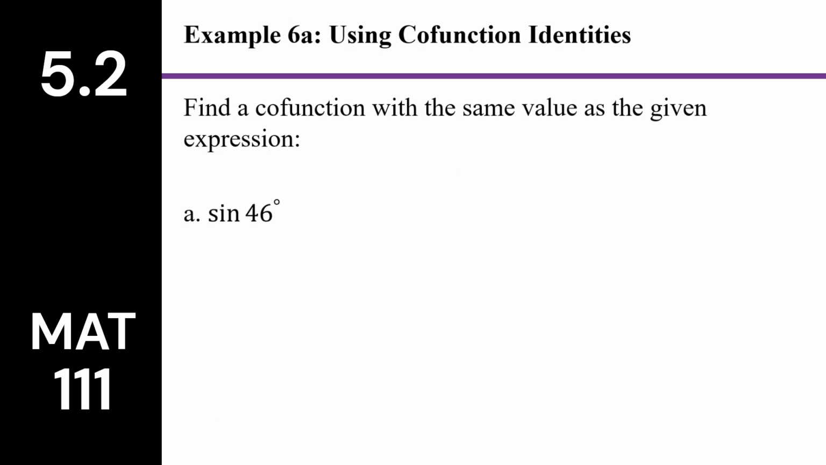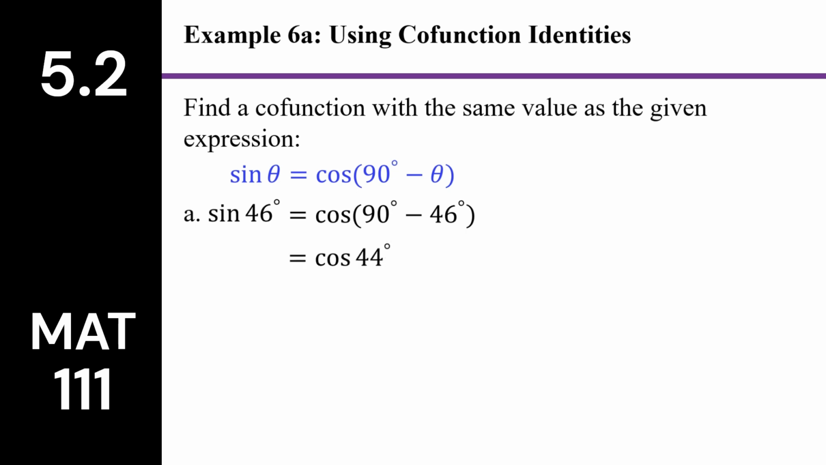Let's look at some examples. Example 6a, the sine of 46. Well, the cofunction is cosine, so we want the cosine of 90 minus 46, and that means we have the cosine of 44. This tells us that the sine of 46 degrees will equal the cosine of 44 degrees.